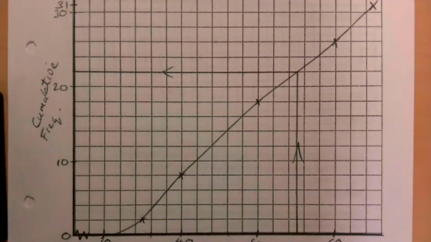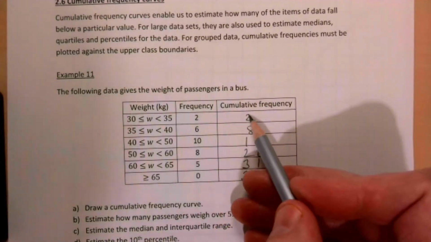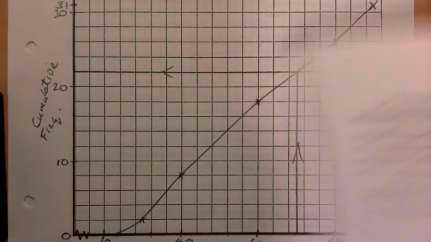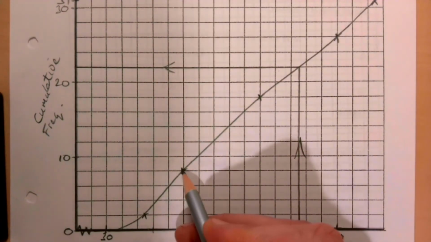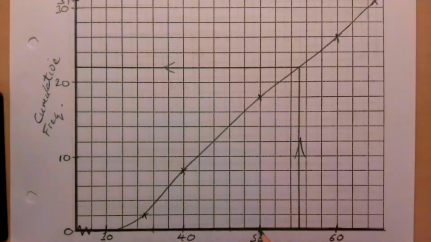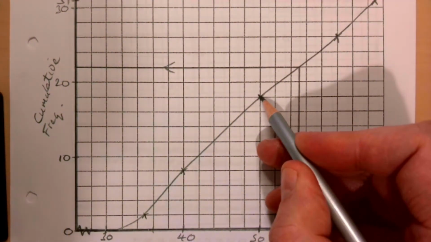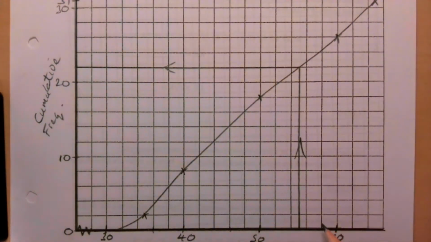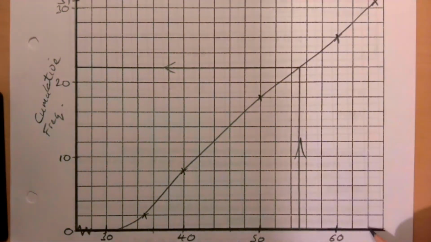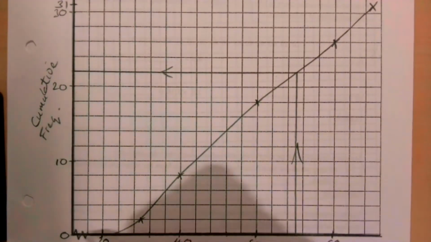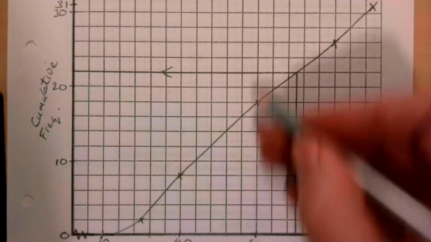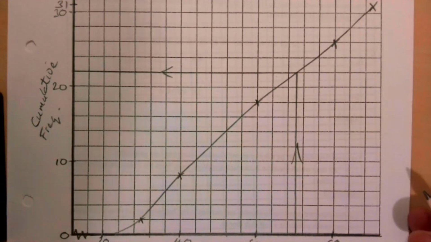So what is it I'm actually plotting? 2 I'm plotting against 35, of course. So I've gone to 35 here, and that's 2. The next one is 8, and that's at 40. The next one is 50, and that's 18. The next one is 26, and that's at 60. The next one is 31, that's 65. So it's quite an odd shape cumulative frequency curve. We normally expect more of an S shape, but that's what we have from there.